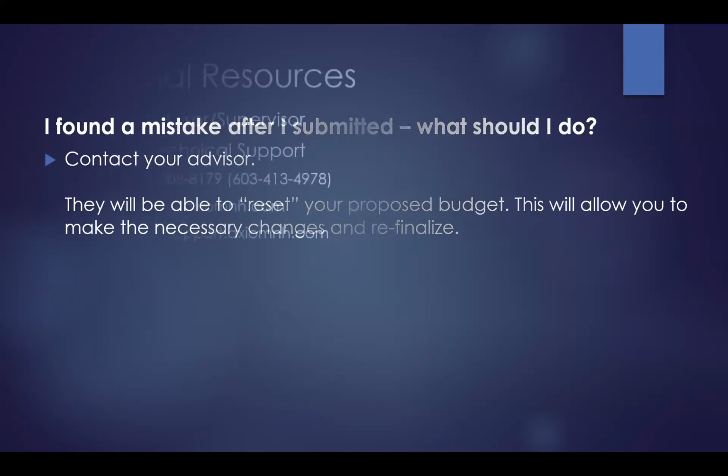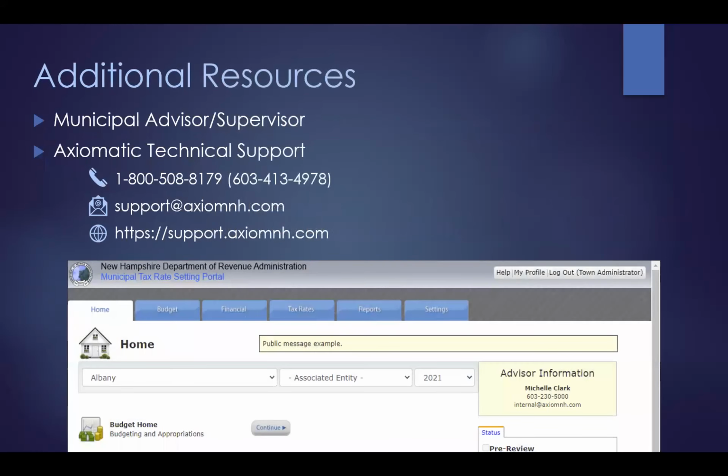So we pretty much covered everything. There are some additional resources for you. If you run into questions about finance or statute, you should reach out to your advisor. If you run into an issue with the portal, or you know what you need to do in the portal but don't know how to do it, that's when you get in touch with us at Axiomatic. You can give us a call. Our 800 number and our local number, because we're based in New Hampshire, is right here. You can send us an email, or you can access the help portal. The easiest way to do that is the help link in the upper corner. Your advisor information is right on your home tab in that yellow box.